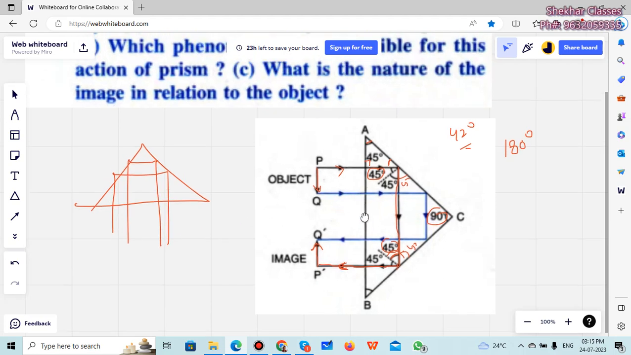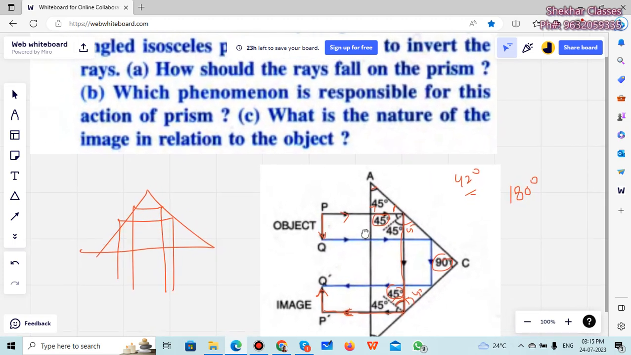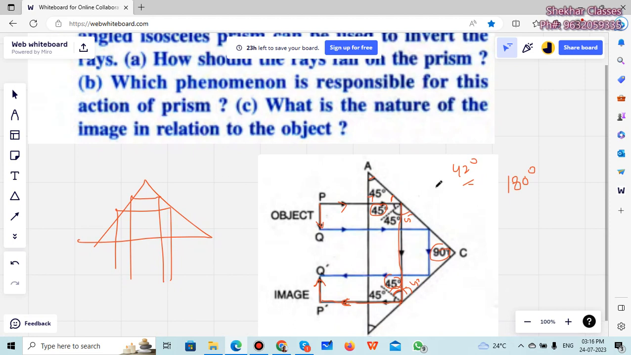Same thing, no issue. Next is which phenomenon is responsible for this action of the prism. So it is total internal reflection. This is why it is happening.